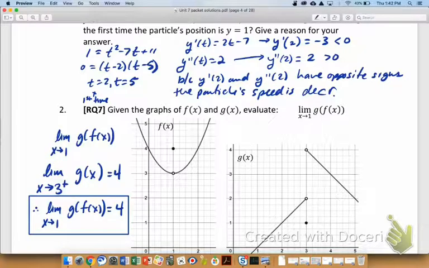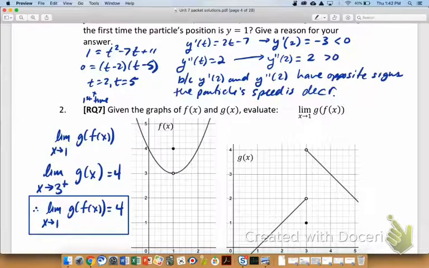Yeah, so number one should be speed is decreasing because velocity and acceleration have opposite signs. Number two, the answer is supposed to be 4.